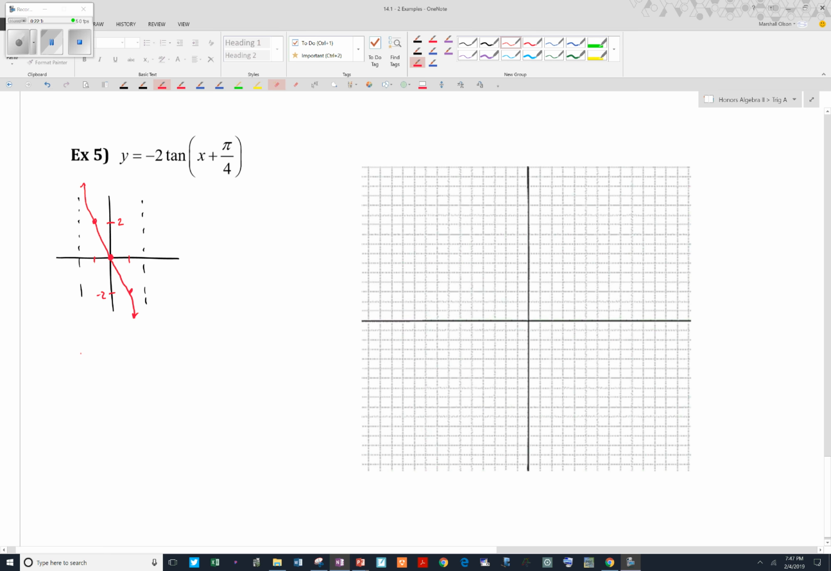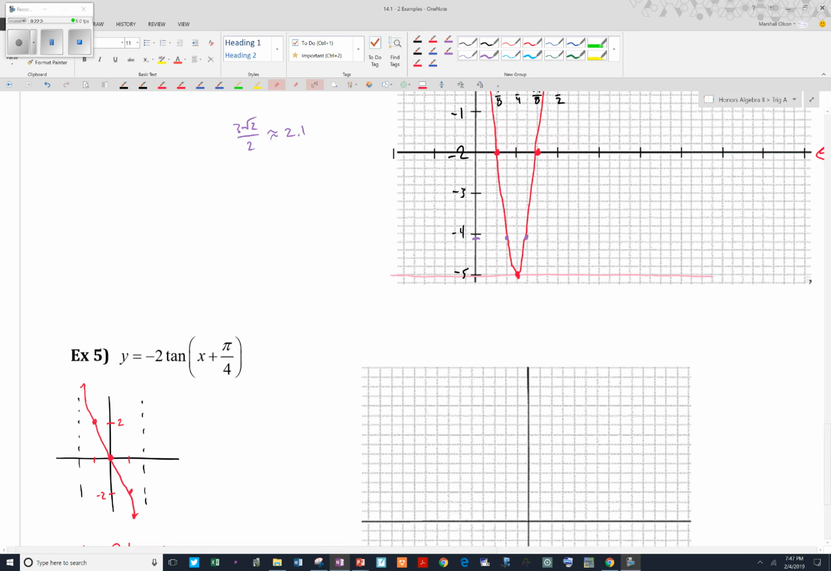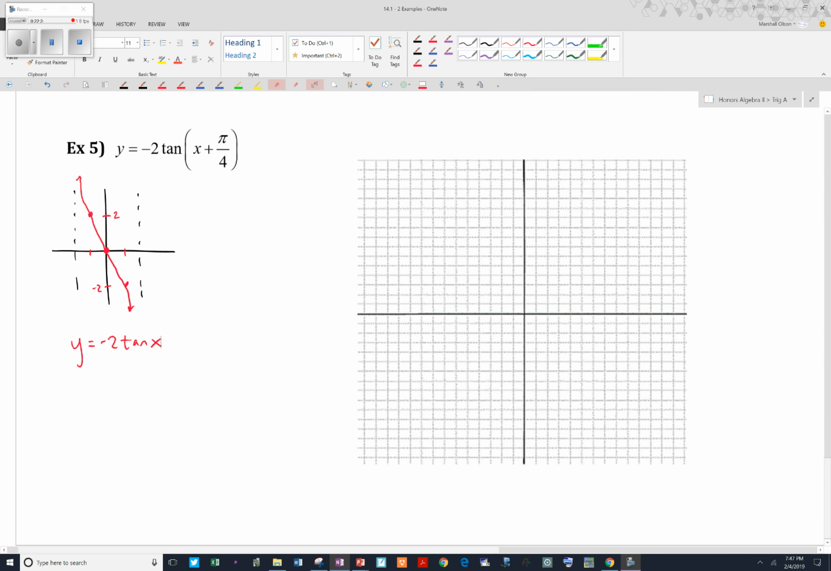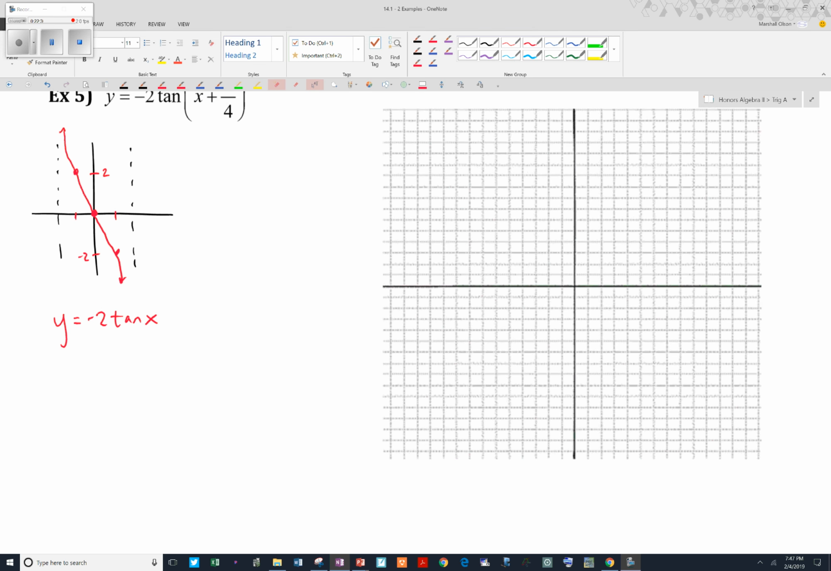And the graph that I'm actually graphing here is y equals negative 2 tangent of x without any shift at all. I don't know if I actually, oh no, because we didn't draw a sketch there, so I didn't have to worry about that.